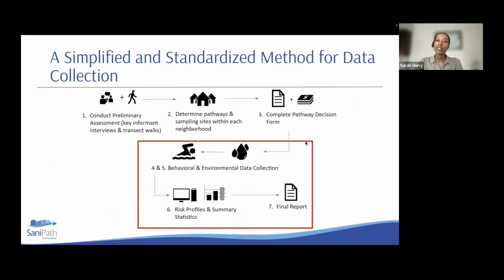So this tool really uses a standardized and simplified method for data collection. The process of using the protocols is outlined here in this chart. So it starts with a preliminary assessment, which includes key informant interviews and transect walks to really better understand the context. And then the tool guides you through behavioral and environmental data collection and ends with automatically generated risk profiles and a final report. And the SaniPath tool interface is used to manage collection, analysis, and reporting. So this is all automated.